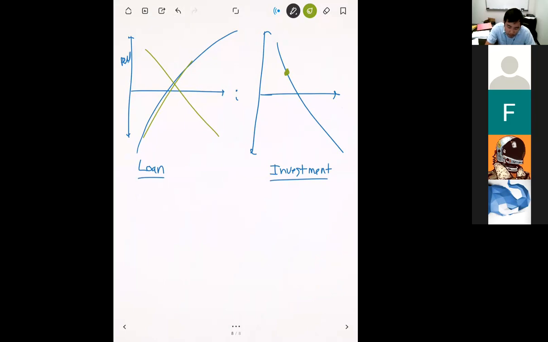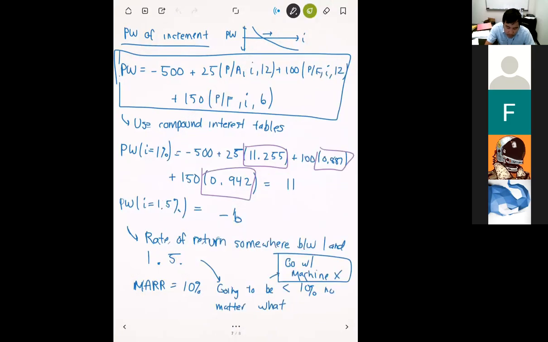Since we know that we're somewhere right here, and we want to go towards a present worth of 0, in order to get there we have to guess a higher interest rate. We could have easily taken this result, a present worth of 11 at i equal to 1%, and said let's try the present worth at i equal to 0.5%. But that would get you further away from 0, something like 20 something, when we want to go towards 0. Right. Thank you.